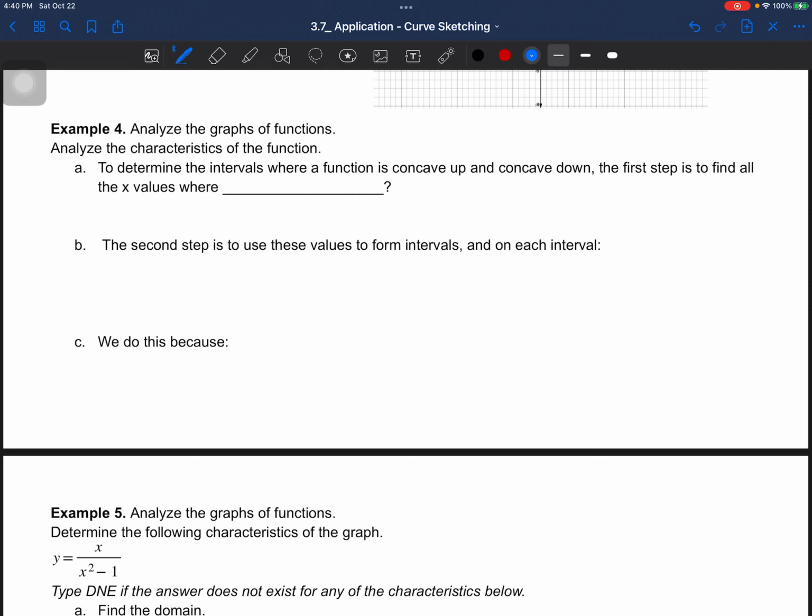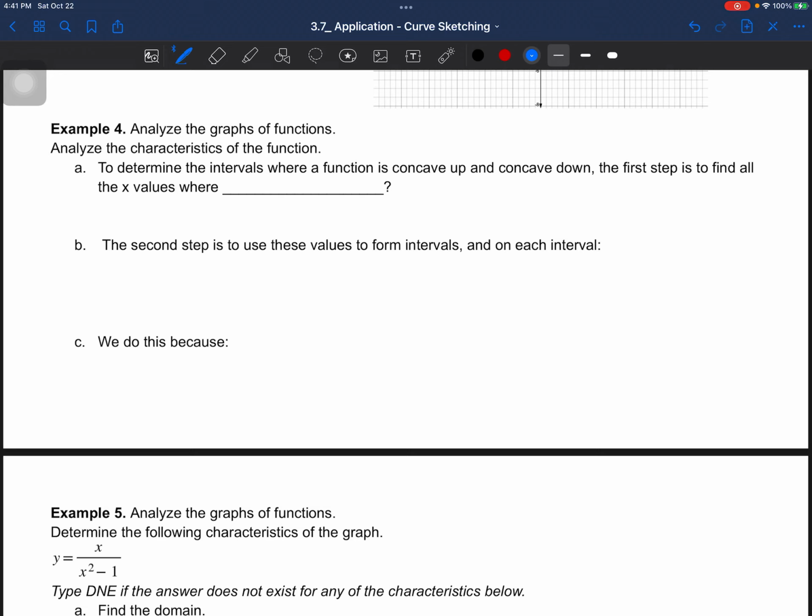So we're going to try number 4. Example number 4 is sort of just to give us a little bit of review of what kind of information we learn when we're looking for concavity. All right, so let's see.